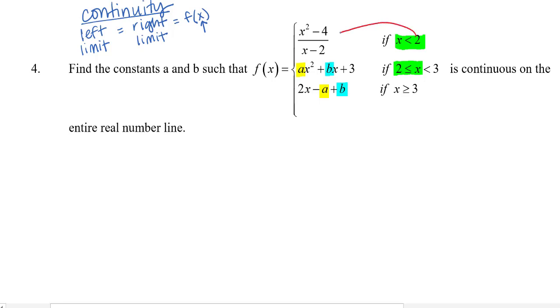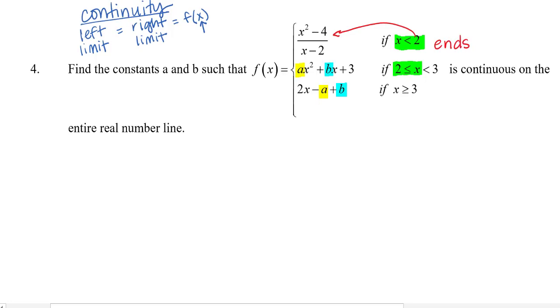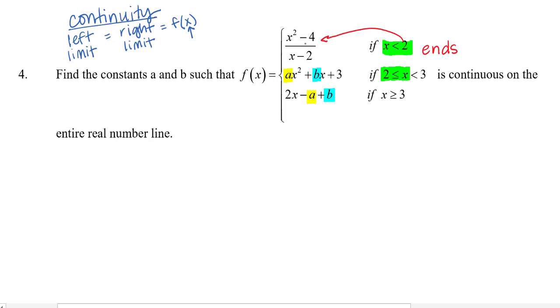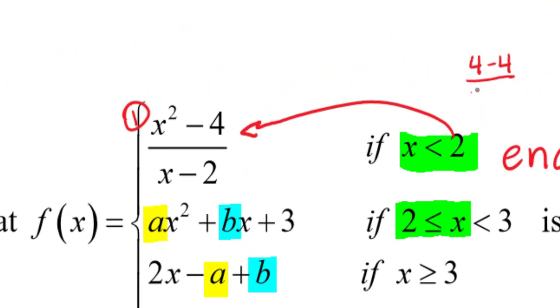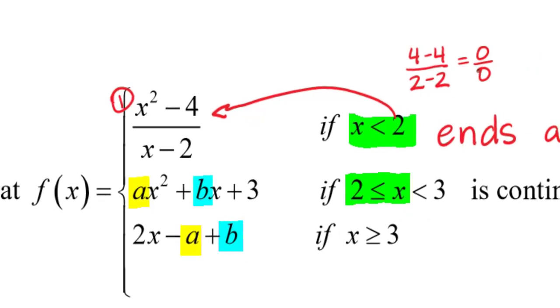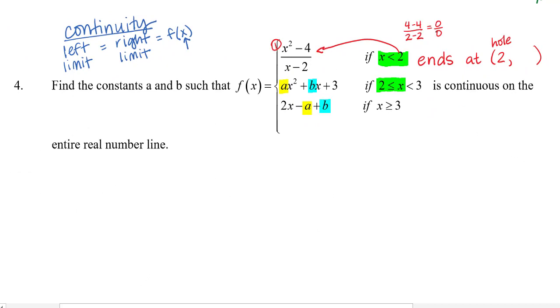Well, let's try substituting in 2 to see where this first part of my piecewise would end. So this first function here, we'll just call this function 1, will end at a hole of 2 comma something, and we need to figure out what that something is. So if I substitute 2 into function 1 here, I get 4 minus 4 over 2 minus 2. So I'm getting 0 over 0, which from our previous sections should sort of tell you something, right? So that tells me, ooh, I have algebra to do.